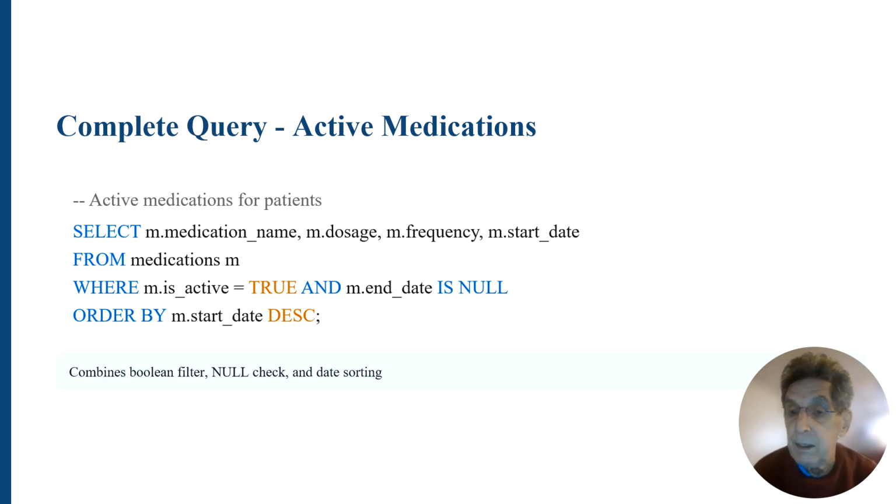The order by shows most recently started medications first, which is useful for medication reconciliation or understanding what was most recently prescribed. This query demonstrates using a Boolean field, is active, checking end date is null, and database sorting, all in one great example.